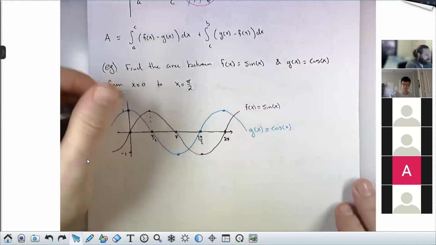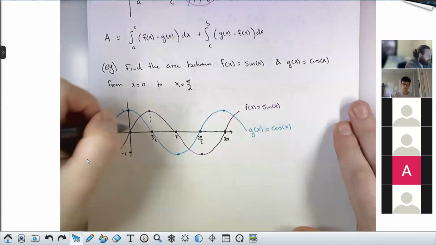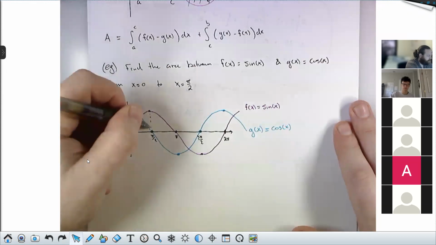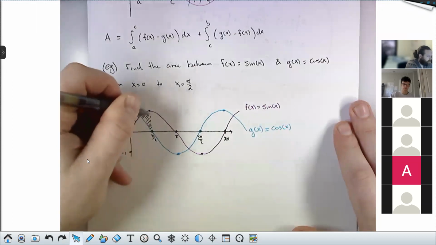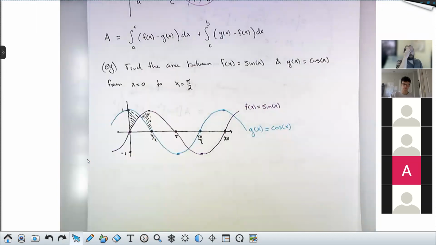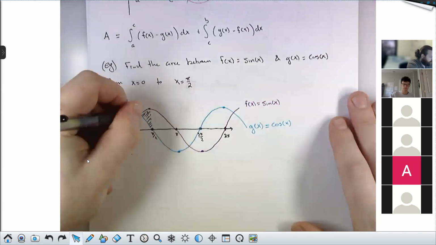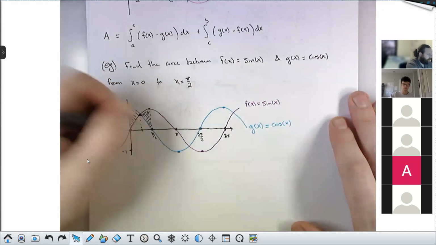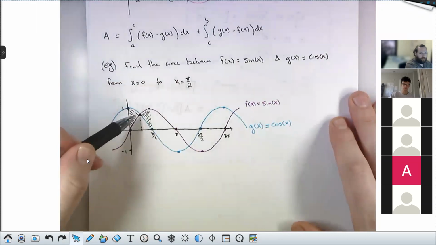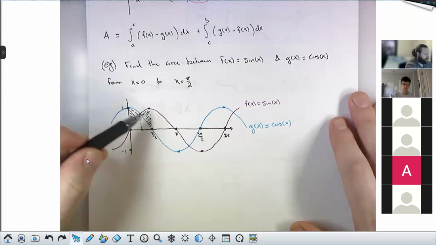So I want the area bounded by these curves from 0 to pi over 2. That means I'm looking for this little sliver and this little sliver. The way we would calculate those is by first finding this intersection point. In the first region here, cosine is the upper and sine is the lower. In the second region here, sine is the upper and cosine is the lower.